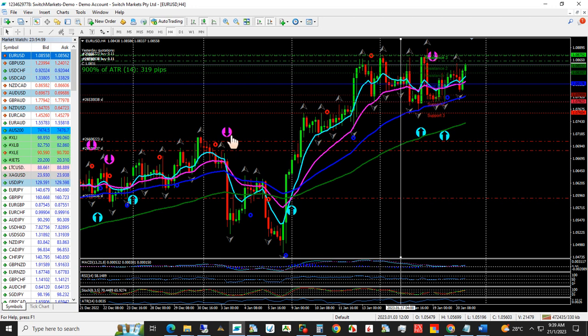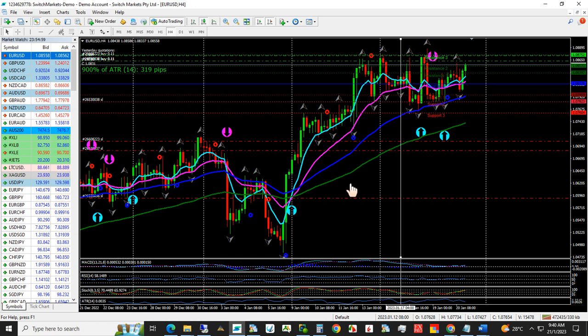Hence, I would not have taken this sell. I will take it as a pullback with an opportunity to buy on the reversal. Similarly, this crossover, I would not short because the 50 is above the 100. So I would deem this as a pullback in an uptrend.